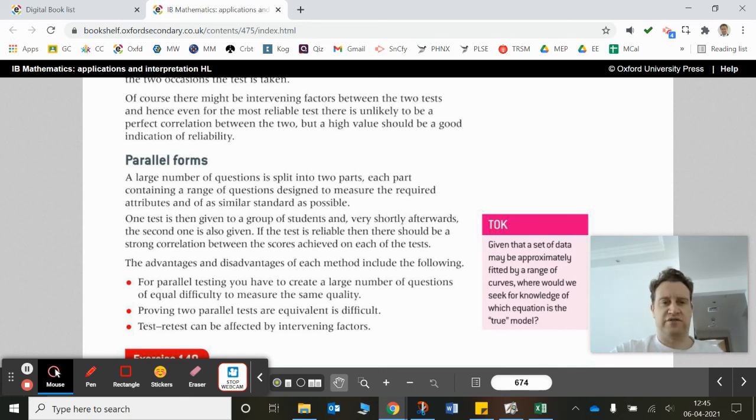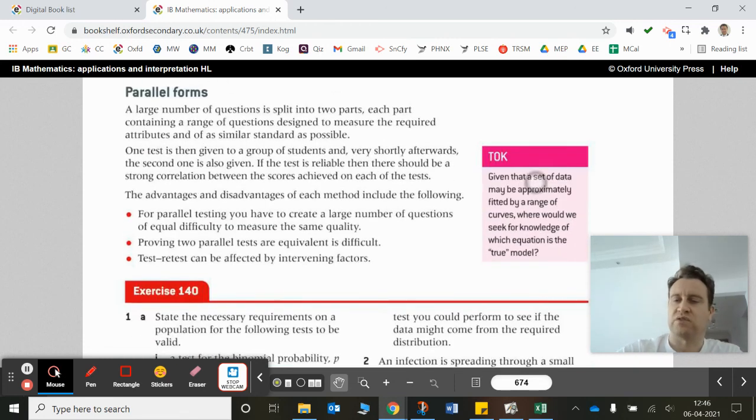Okay, right. For parallel testing, you have to create a large number of questions of equal difficulty, and that's already a difficult task in itself. Okay, right. So there we go.